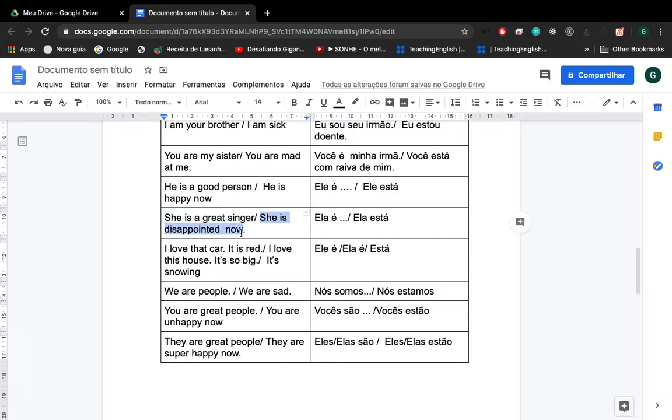Now she is disappointed now. It's a temporary condition, okay? Either because she may not be disappointed tomorrow, or because the person asks for forgiveness or something. So it would be ela está because it's a temporary condition. Okay.